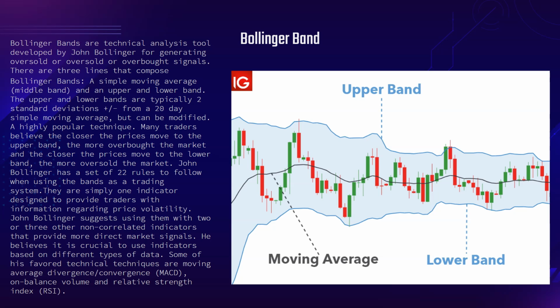So John Bollinger has a set of 22 rules to follow when using the bands as a trading system. But just because of this presentation, you're going to have to look that up yourself. They are simple, one indicator designed to provide traders with information regarding price volatility. So when it goes to the upper band and it hits the upper band, guess what? It's going to go back down most of the time.